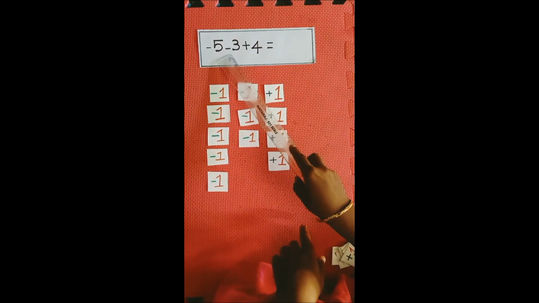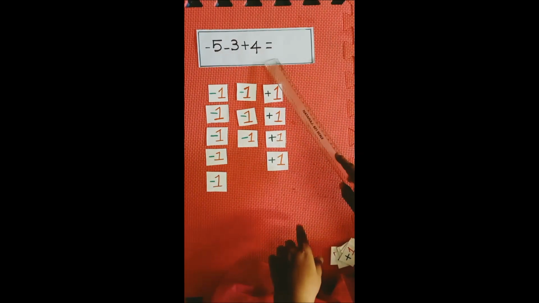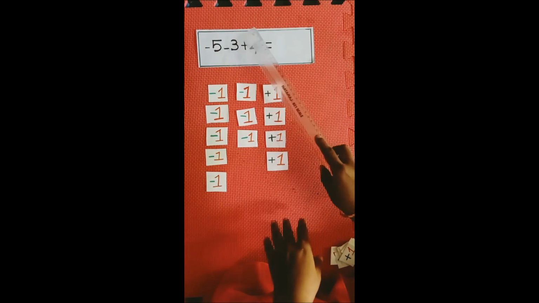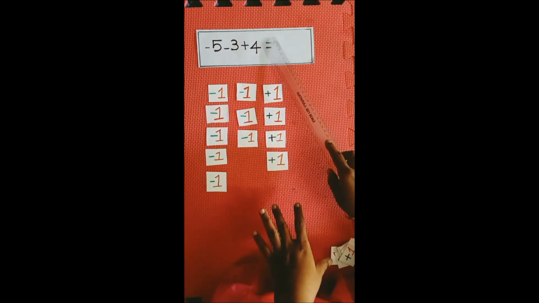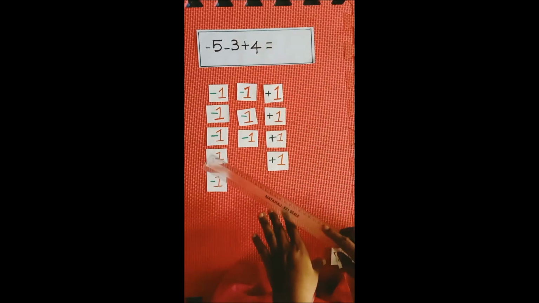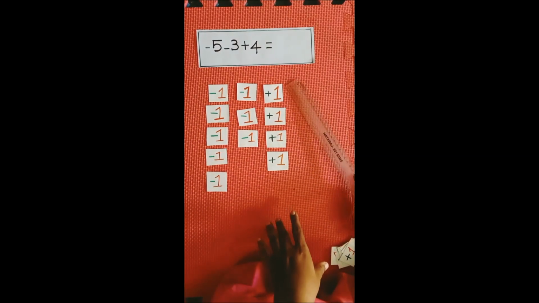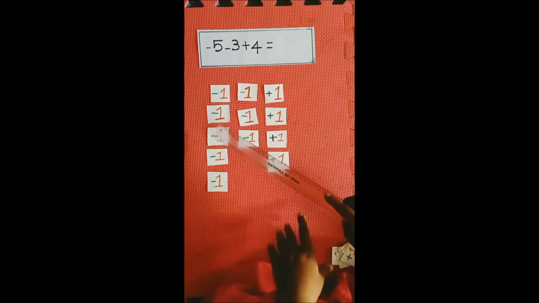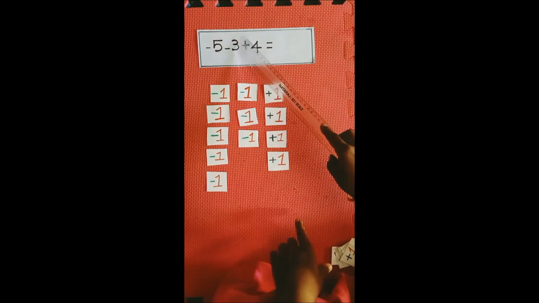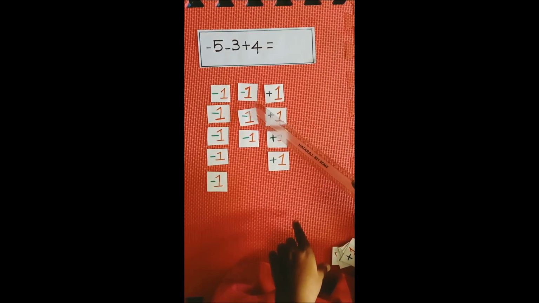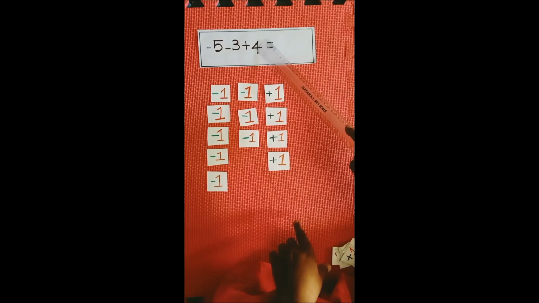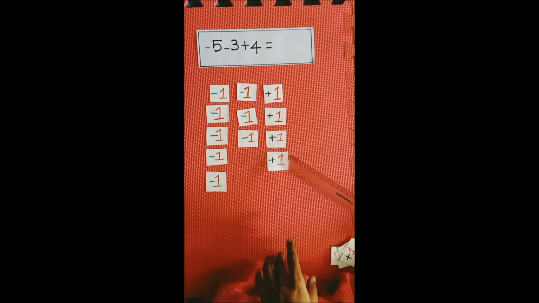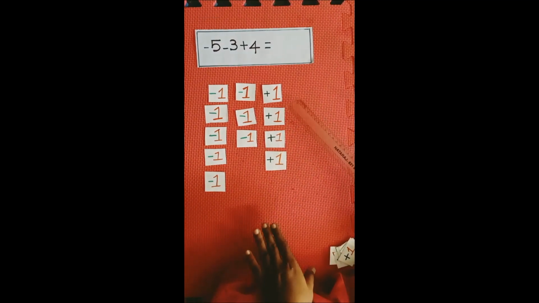Minus 5 minus 3 plus 4. Here we have three integers. Among the three integers, two of them are negative integers and one is a positive integer. Now we are going to evaluate this by using the minus 1s and plus 1s. For the number minus 5, we have taken 5 minus 1s: 1, 2, 3, 4, 5. For the number minus 3, we have taken 3 minus 1s: 1, 2, 3. For the number plus 4, we have taken 4 plus 1s: 1, 2, 3, 4. Now we are going to evaluate this.